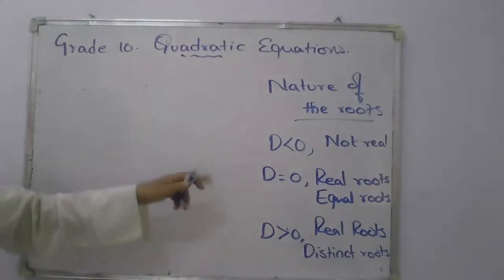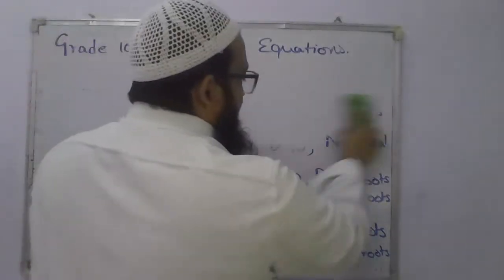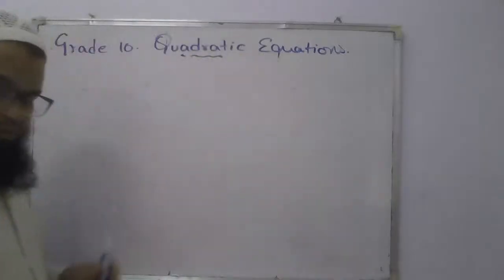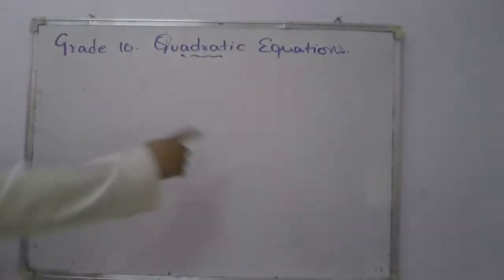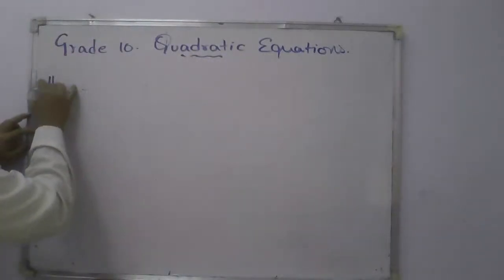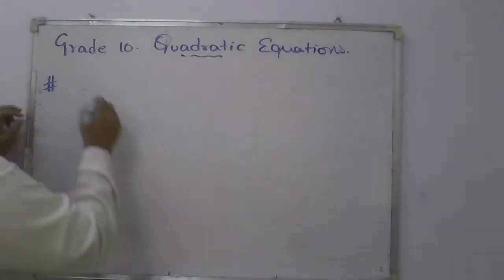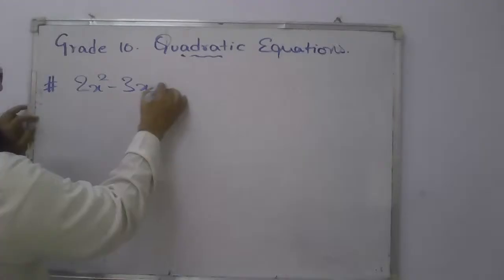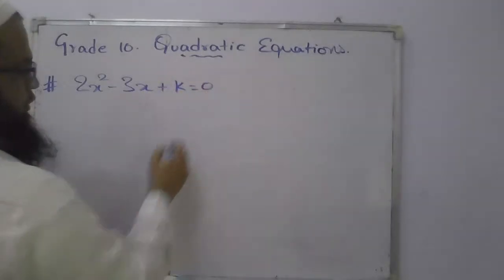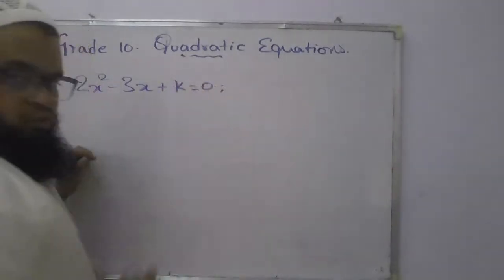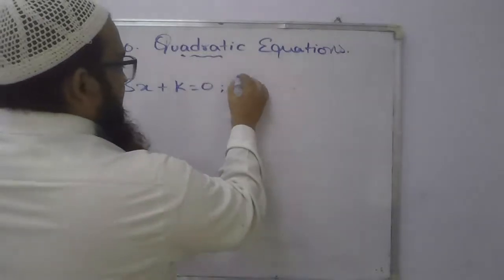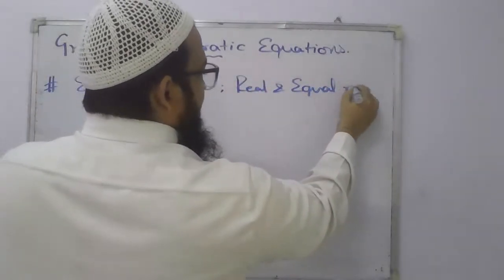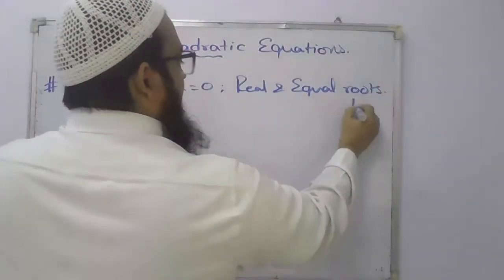Please write it down. What can be the problem? Suppose, for example, let me show how this concept can be used. For example, a quadratic equation 2x square minus 3x plus k is equal to 0. And they will give you that this quadratic equation has real and equal roots. Find k.